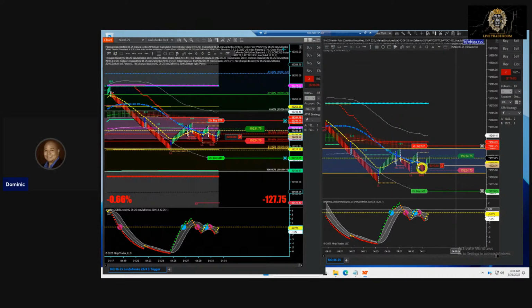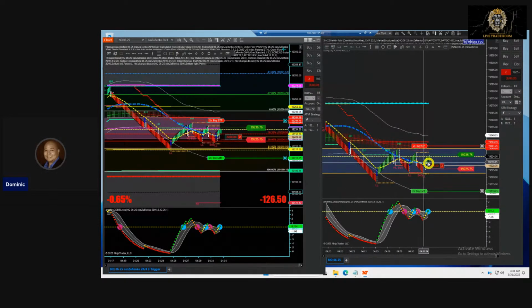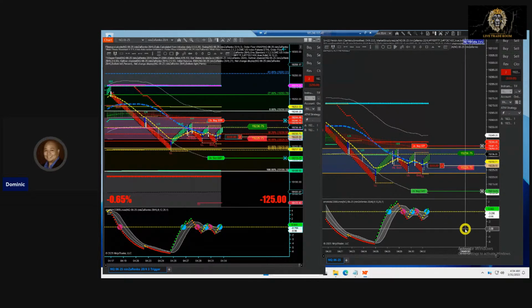Because basically the 21 EMA is going to show you the momentum, right? Or the volatility, because it's going to be far away from the mid band. But right now it's right on top of the mid band. So really there's no momentum at all. So let's see what happens here.